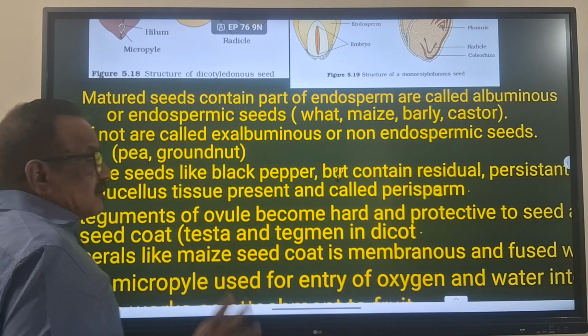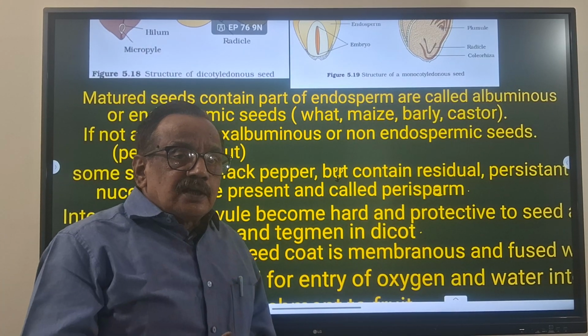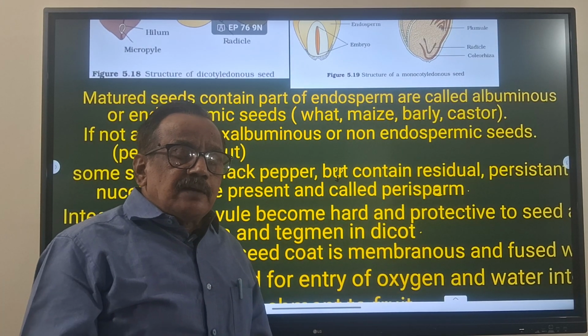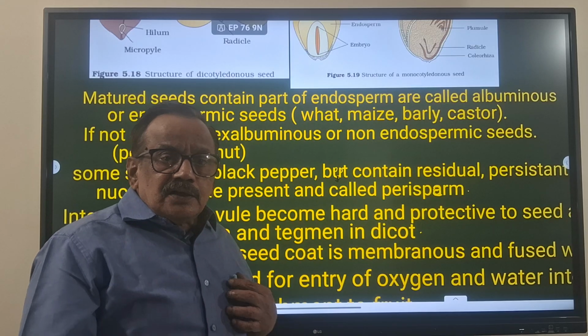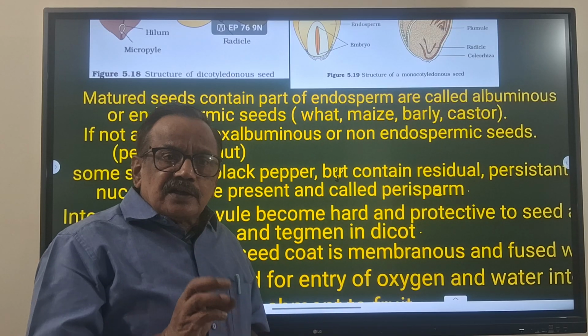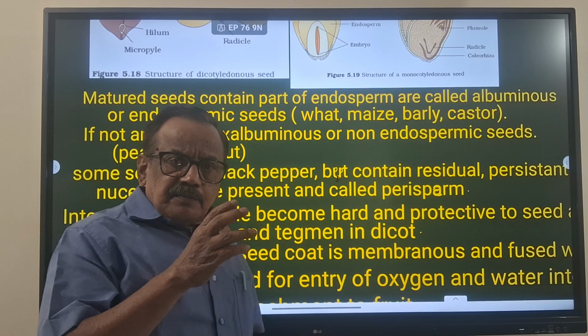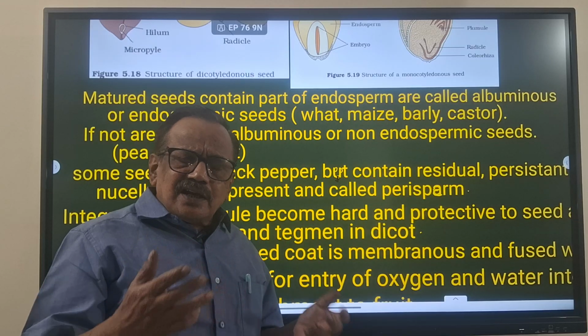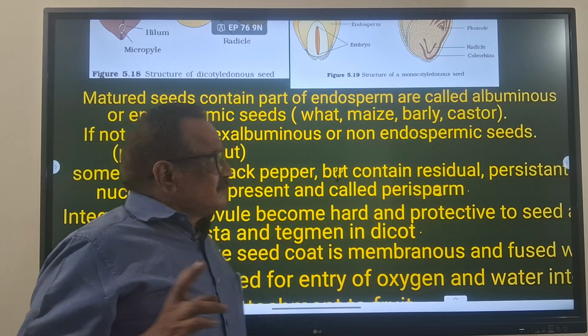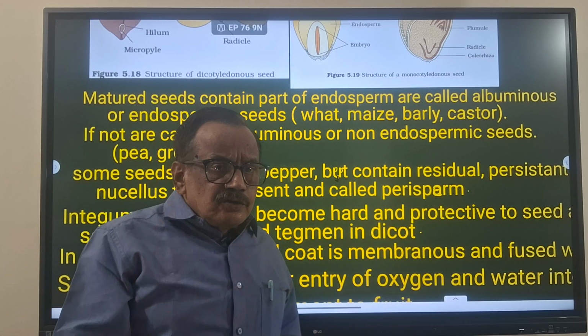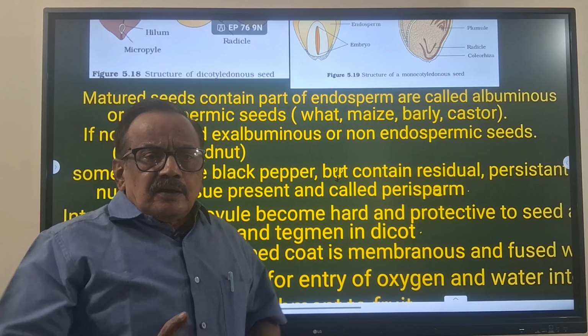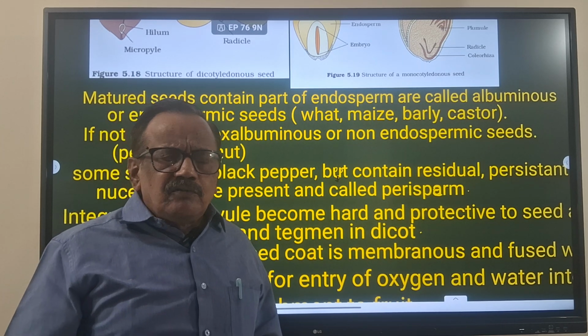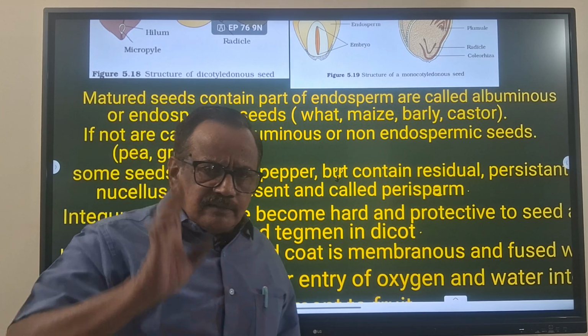So, endosperm forms by the triple fusion. In double fertilization, triple fusion happens in the central cell, and the triple nucleus undergoes free nuclear divisions, everything I discussed in the endosperm. The endosperm will be consumed by the developing embryo. How it happens, you saw in yesterday's video.